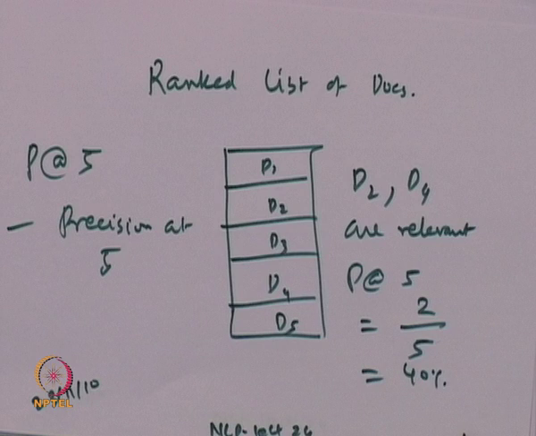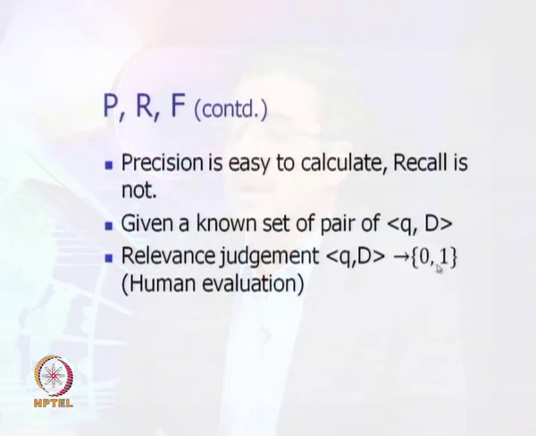So, at the web scale, when we have the whole internet to be considered, it is impossible to know the actual list of relevant documents as they exist on the web. So, computing recall is a very difficult proposition. It is impossible to do so at the scale of the web. That is why, looking at the slide again, we are commenting that precision is easy to calculate, recall is not.